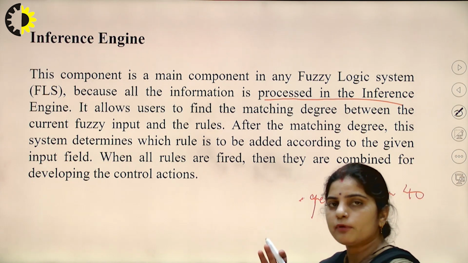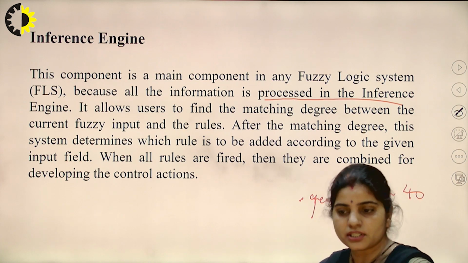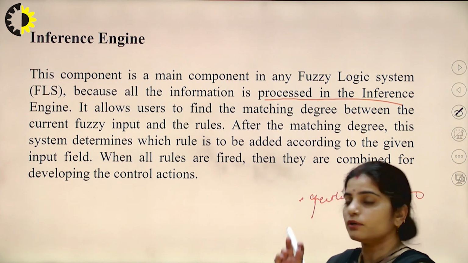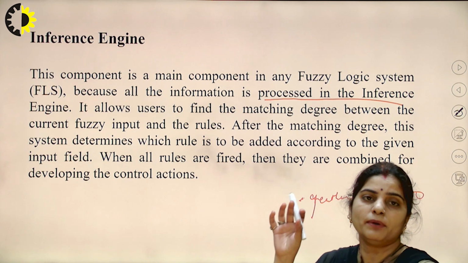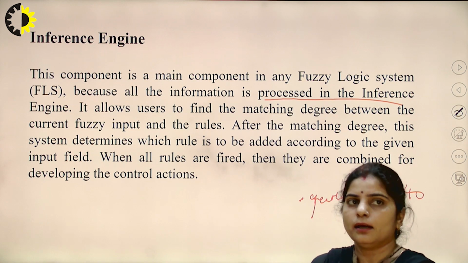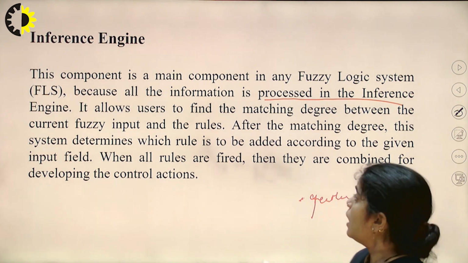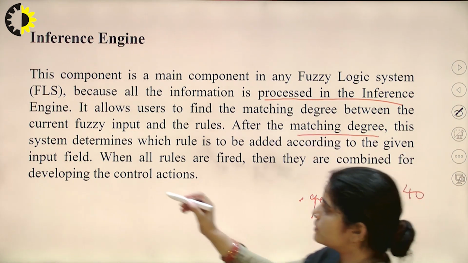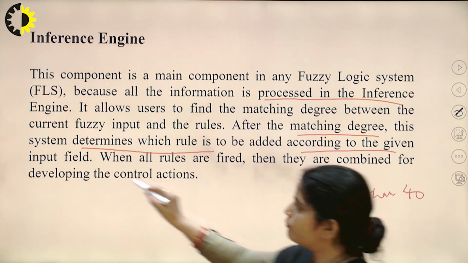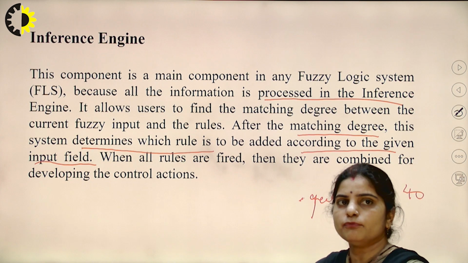So whenever input data is passed, suppose we pass the input data 42, whenever the input data is passed to that particular inference engine, then the inference engine matches the degree between that fuzzy input 42 and whatever rules you have specified in the rule base, and after that the rules are transferred to the inference engine. So that matching of degree between the current fuzzy input and the rules will be performed by the inference engine only. Okay. After the matching degree, this system determines which rule is to be added according to the given input field. Means when the matching is performed, after the matching degree, what does this system determine?